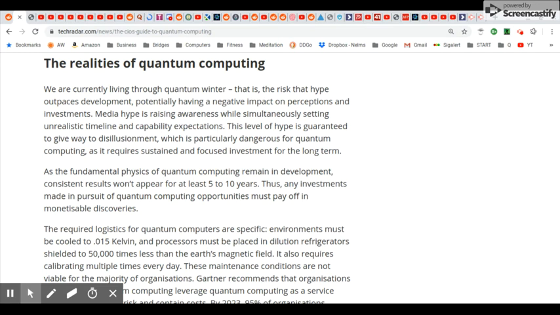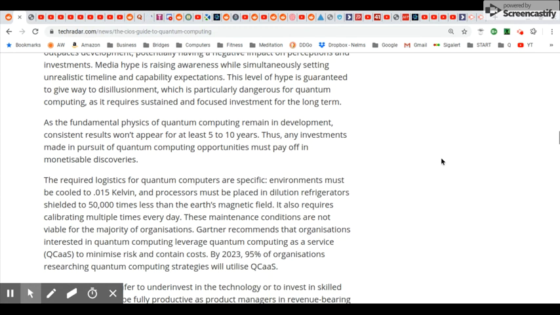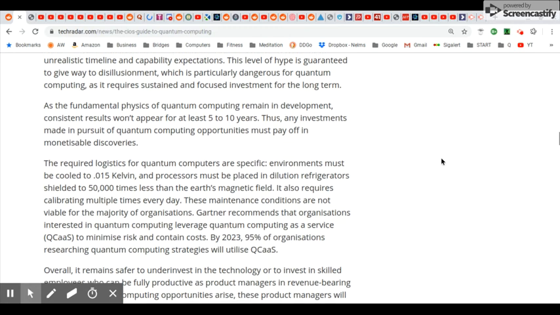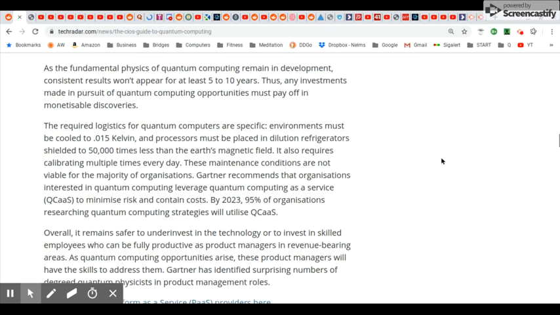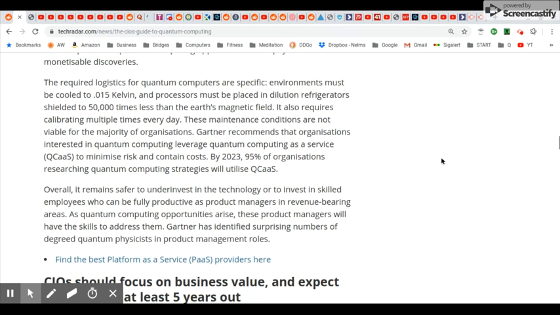This level of hype is guaranteed to give way to disillusionment, which is particularly dangerous for quantum computing as it requires sustained and focused investment for the long term. As the fundamental physics of quantum computing remain in development, consistent results won't appear for at least 5 to 10 years. Thus, any investments made in pursuit of quantum computing opportunities must pay off in monetizable discoveries.